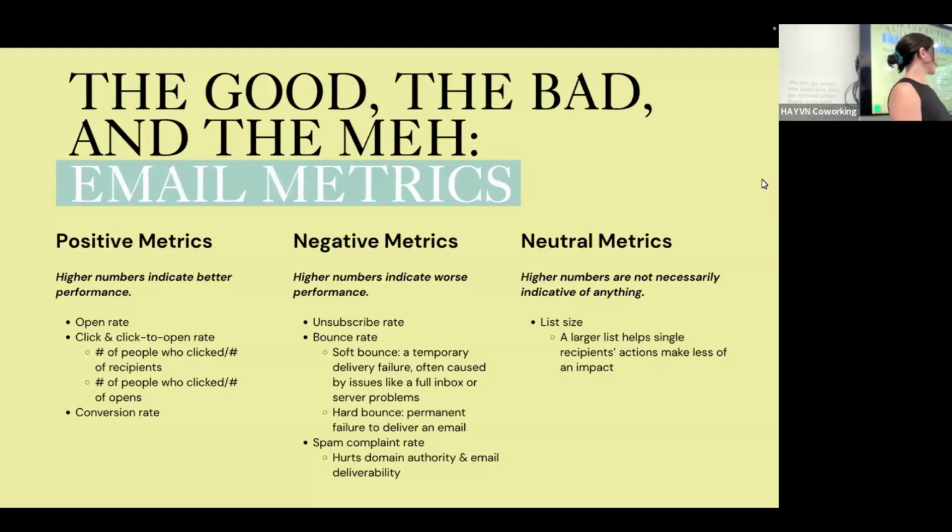Finally, we've got our neutral metrics, which is your list size. A lot of people like to see a big list. A big list is not necessarily indicative of anything. Again, it's that quality over quantity notion. The only thing that a bigger list is going to help you achieve is that single actions are going to make less of an outsized impact on your averages. So if you have a list of like 325 people and one person unsubscribes, that's going to be a much higher unsubscribe rate than if you have a list of like 3,000 people and one person unsubscribes. So that's really the only way that having a larger list is really going to help you.